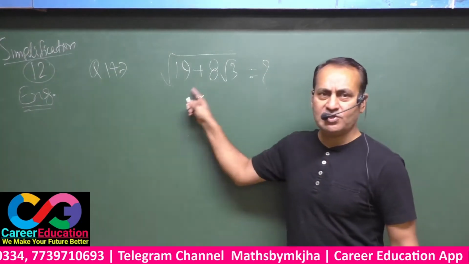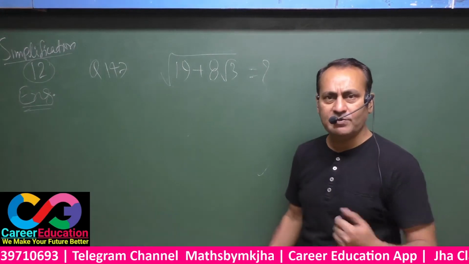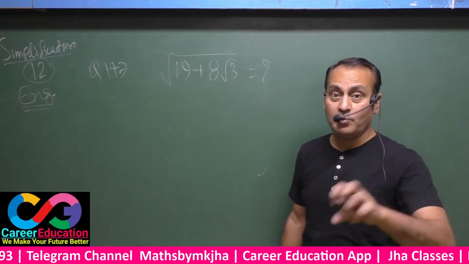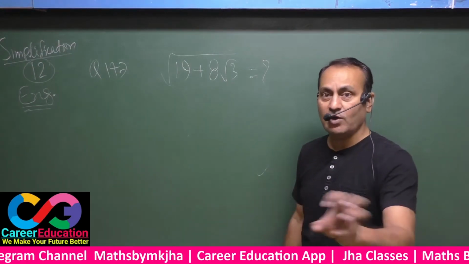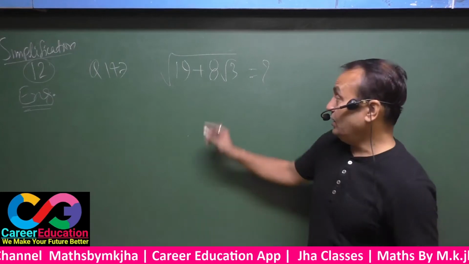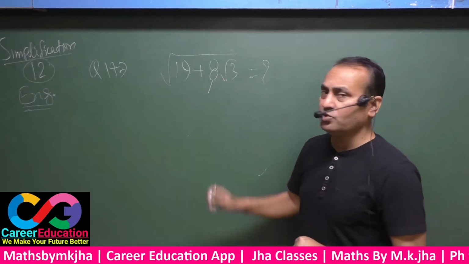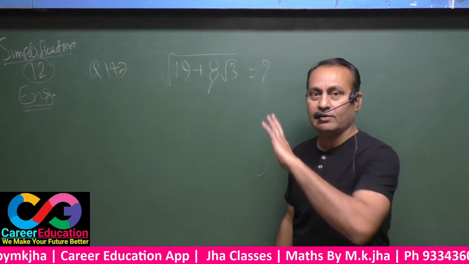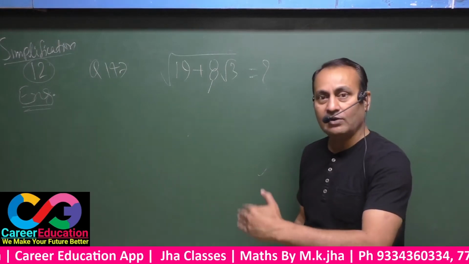That means this situation is based upon (a plus b) whole square. That means we have to point out the value of 2ab. Somewhere 2ab must be there. Here it is 8 root 3. That means 2 is hidden there. That has to be pointed out.